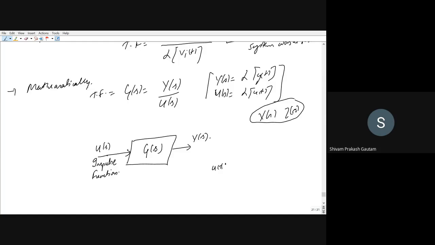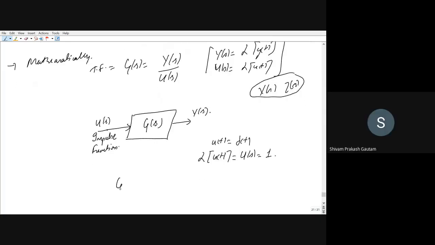Let us suppose u of t is delta t. Then the Laplace transform of u of t, which is U of S, is equal to what? What is the Laplace transform of impulse? We have already seen that. The Laplace transform of impulse is 1. We have seen this or not? Yes, sir. Yes, sir, absolutely.